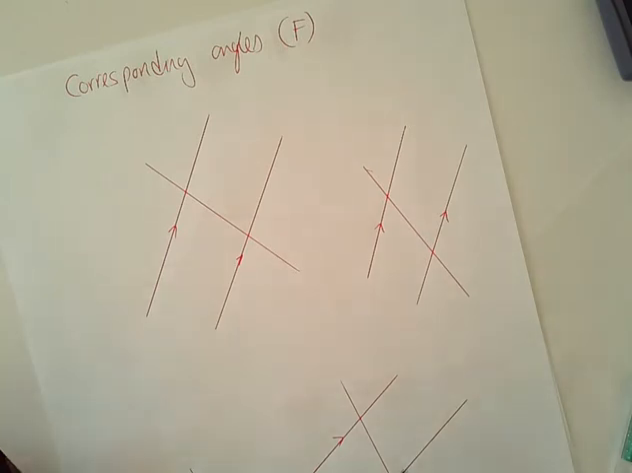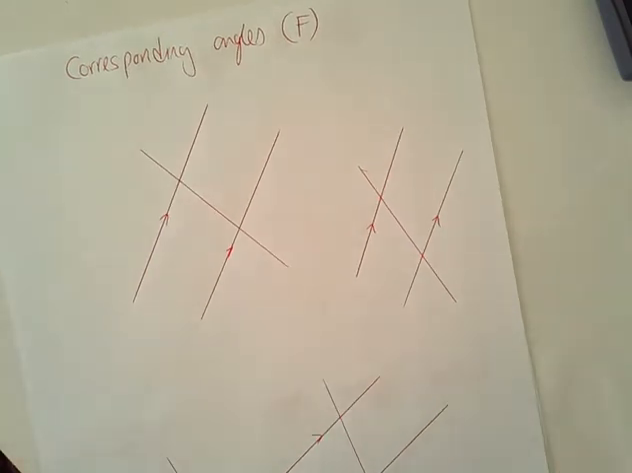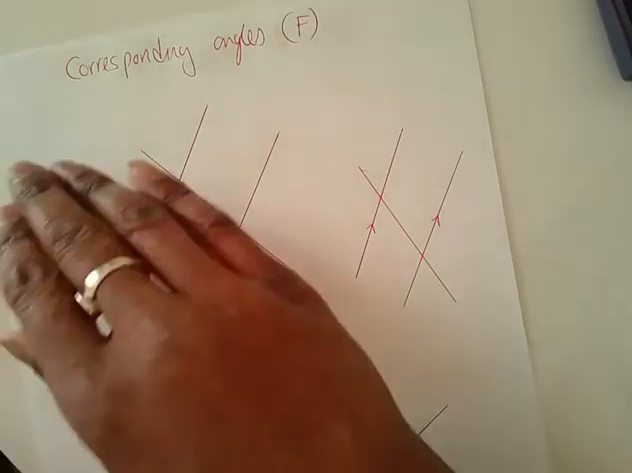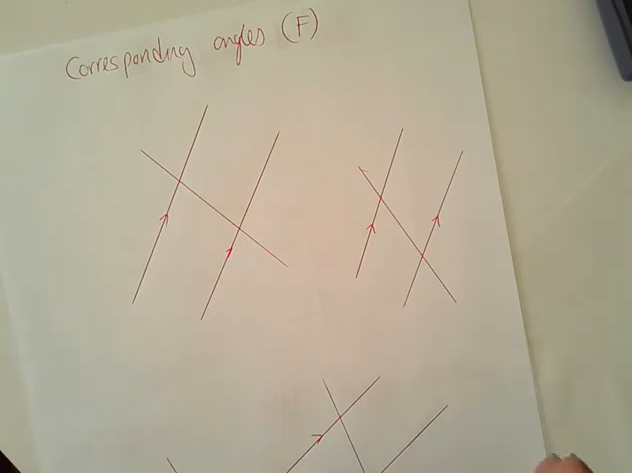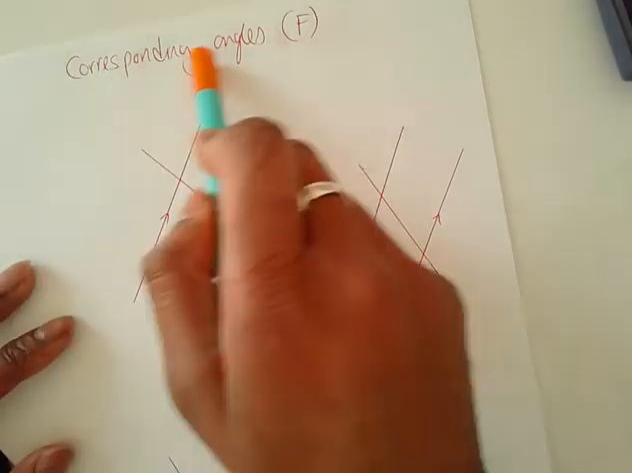Corresponding angles. When you're dealing with corresponding angles, all those types of angles that I've just mentioned, only if there are parallel lines in the question, then think about corresponding angles, alternate angles, etc. If there are no parallel lines, don't think like that. Now here we've got corresponding angles.